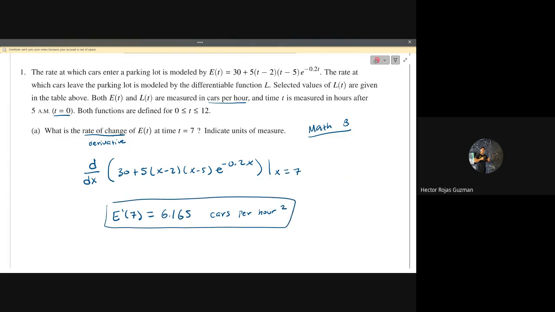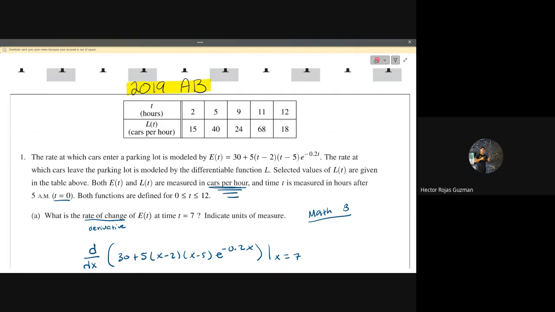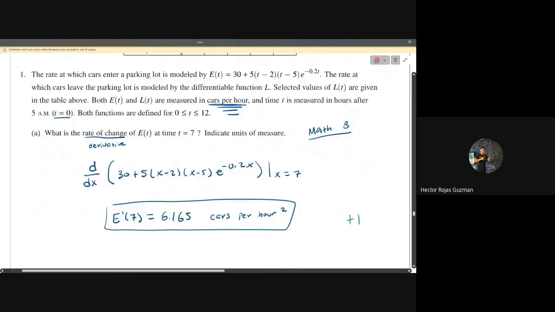The question does say that you have to indicate the units of measure. Without the units, you're not going to get the point. This is just 1 point. How do I know it's cars per hour squared? Because E of t is already cars per hour. So if I take a derivative, you're going to be adding, basically, another per. So cars per hour per hour.